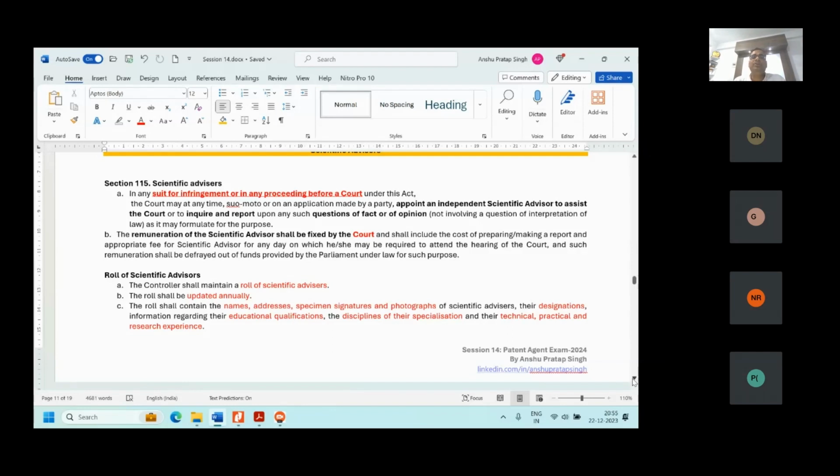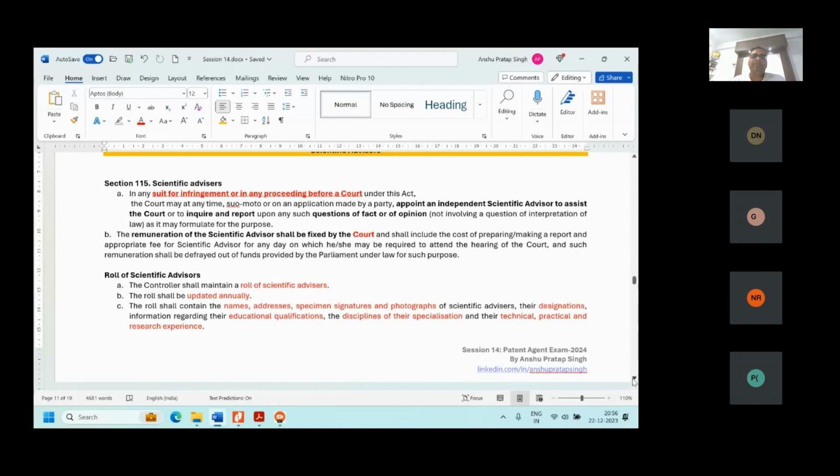They can inquire and report into the question of fact or of opinion, whatever is required, not of law, but of the science, technical matters. So these are the technical matter experts. And they are remunerated by the court as per whatever they fix. Now, what happens is the patent office keeps a roll of scientific advisors and it is updated annually.